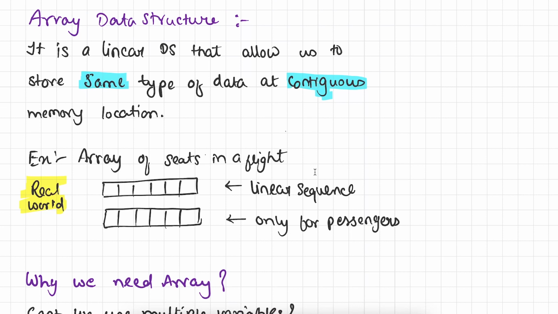The real world example of an array is seats in a flight. If you see seats in a flight, you can see that all the seats are arranged in a linear sequence, and on those seats only passengers are allowed to sit. So here you can relate that we are only storing the same type of data, which are passengers, and all the seats are arranged in a linear sequence.